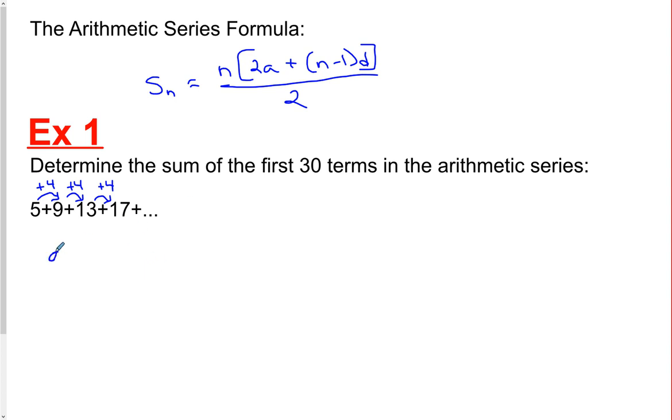So I can say, okay, my first term, that's my A, is 5. My common difference is positive 4. They go up by 4 each time. And how many terms do I want to add up? The first 30. So I want to add up to the 30th term because there's 30 that I want to add up.